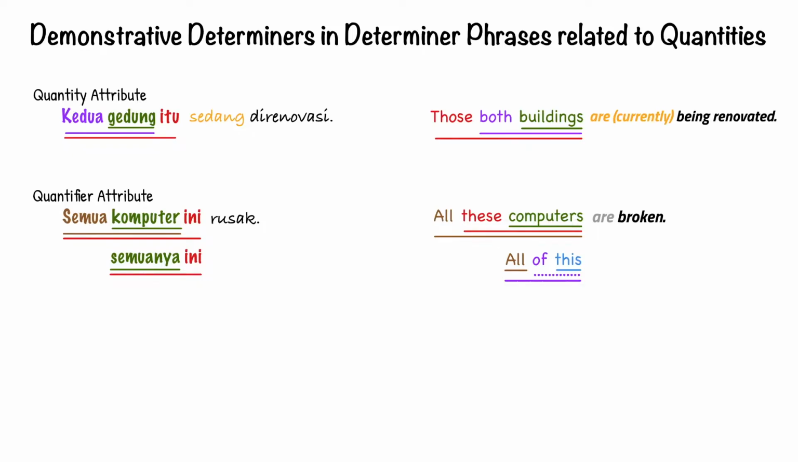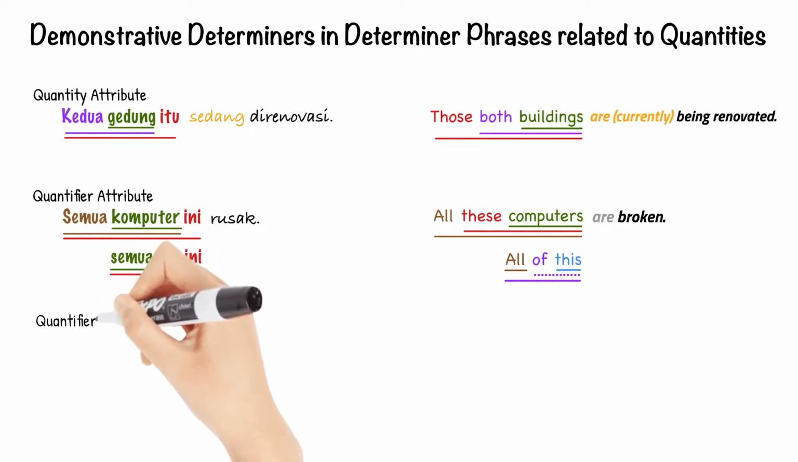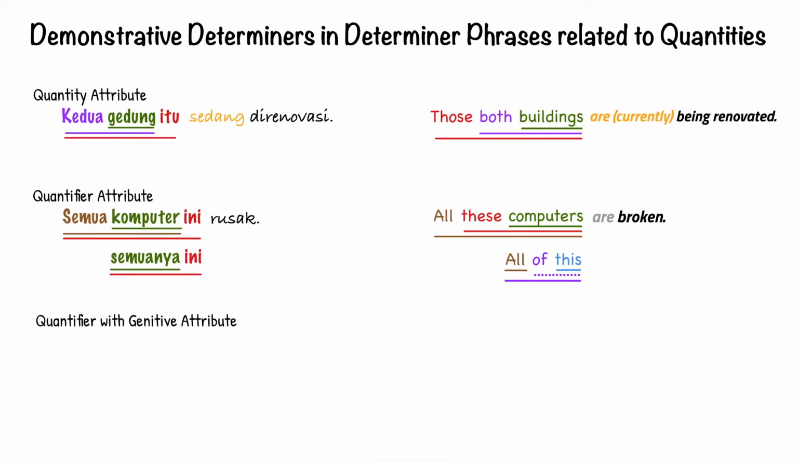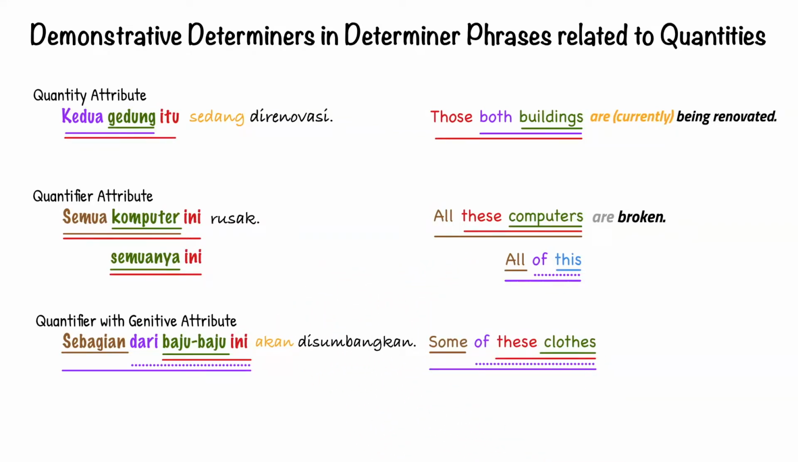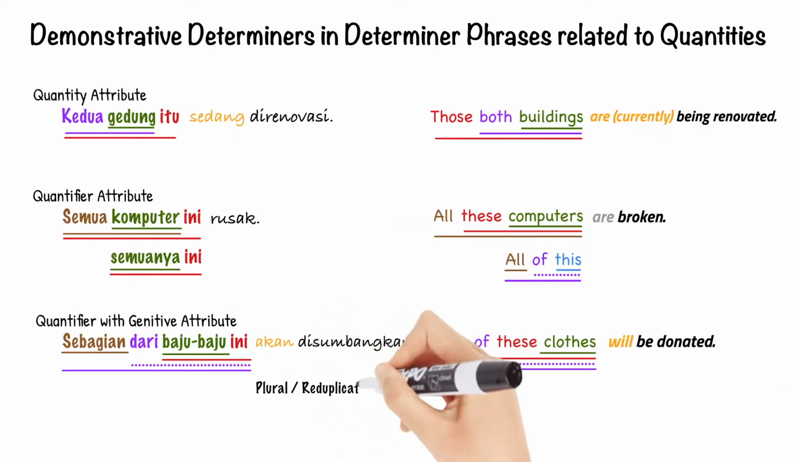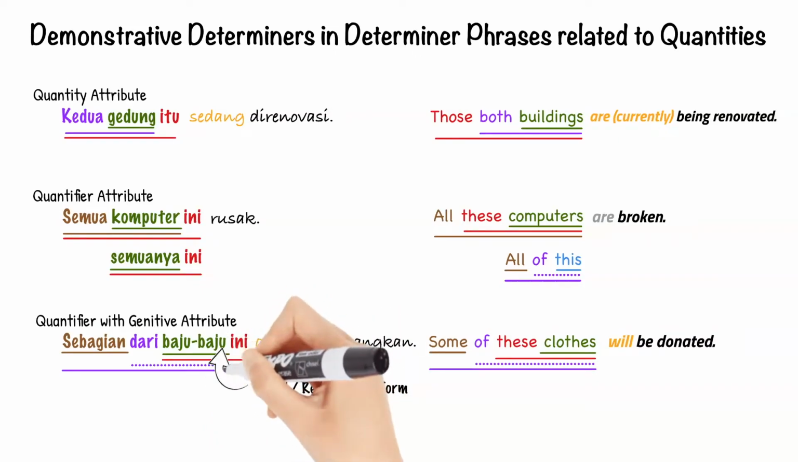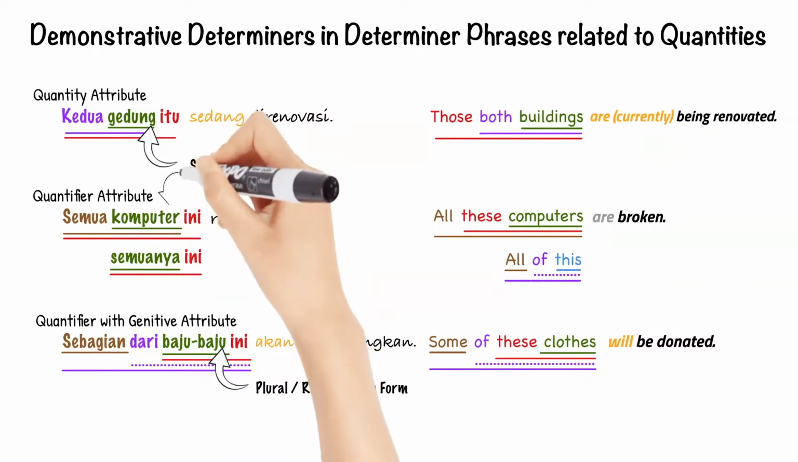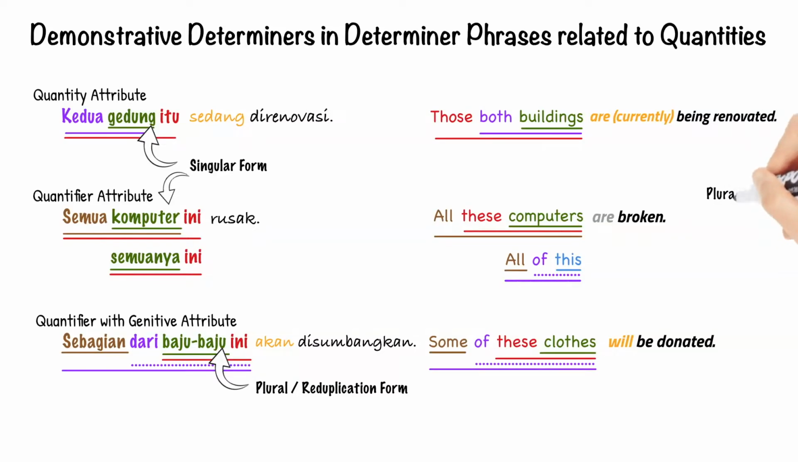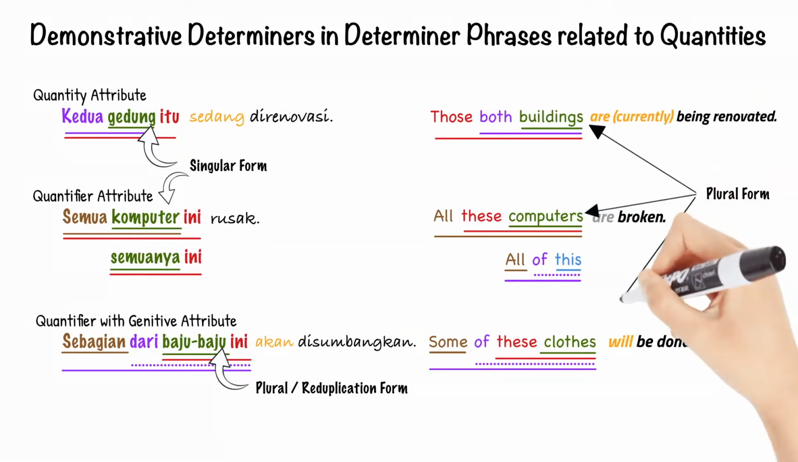Demonstrative determiners can also be used within the quantified noun or phrases within the genitive attribute to show partitiveness. For example, sebagian dari baju-baju ini means some of these clothes. In a sentence, sebagian dari baju-baju ini akan disumbangkan means some of these clothes will be donated. As you see, in the Indonesian ones, we use the plural or reduplication forms only for the genitive construct and not for the common quantity attributes and not for the quantifier attributes. While in English, we always use the plural forms with s ending in those three.